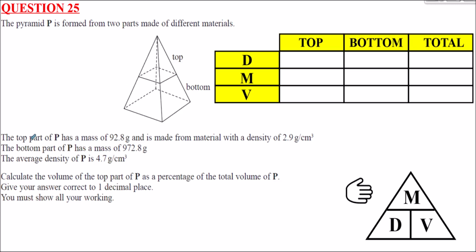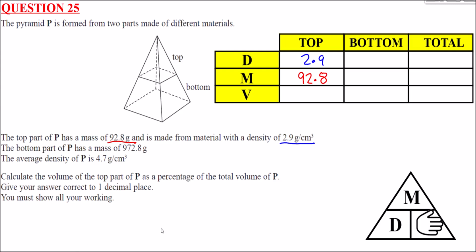So the top part of P has a mass of 92.8. So the top has a mass of 92.8. It's made from a material with density of 2.9. So the density of the top is 2.9. Now I can work out the volume of the top. To work out the volume, I cover up what I want to find. So cover up V. The V is the mass divided by the density. So 92.8 divided by 2.9 will tell me the volume of the top.